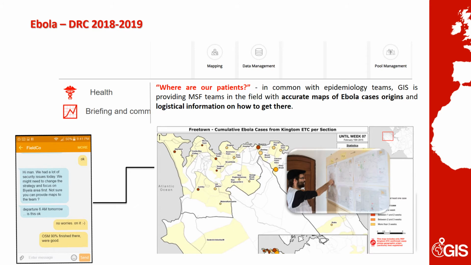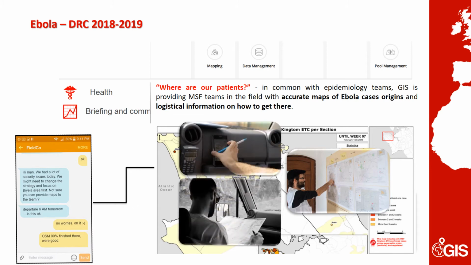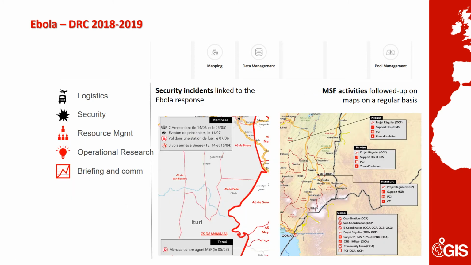That's one of our colleagues who worked in DRC producing maps and analysis, and of course people using the maps. Another vital information displayed on maps was security incidents. It's not always very easy to work in Ebola projects, so very frequently there are security incidents, and that's vital information for the teams. They have to know where there have been security incidents, where people have been arrested, where there has been road violence, whatever.